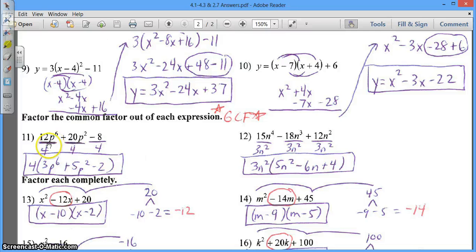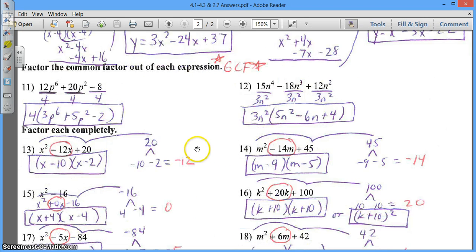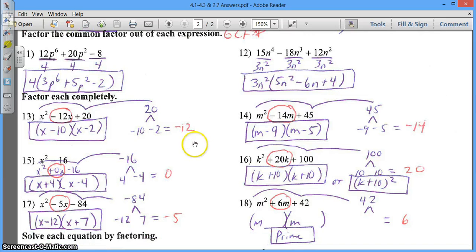11 and 12 are factoring a GCF only. So find what they all have in common. 13 through 18 is just factoring.